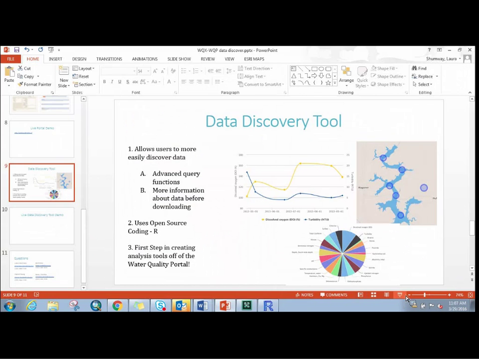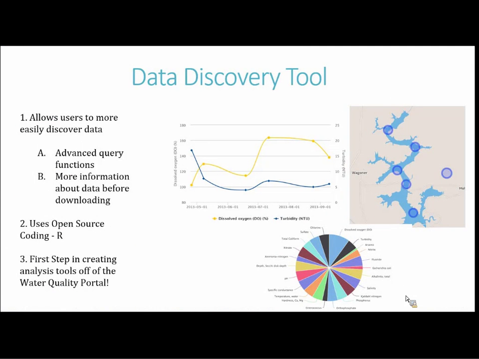And like I said, it allows users to more easily discover data. We have more advanced query functions. So you have the ability to query out data based on values and different things that you can't do out of the water quality portal or the storage warehouse. So you can filter down the exact data you want. And you can have more information about the data before you download it. So if you wanted to know the exact habitat characteristics, we can see that before we decide to use it in some of our analyses.